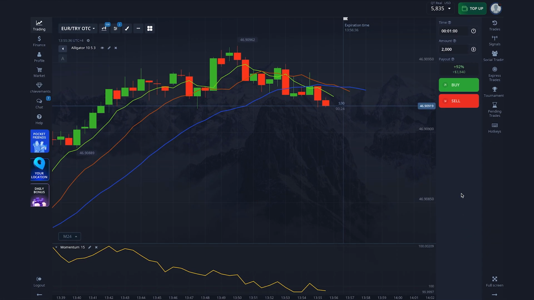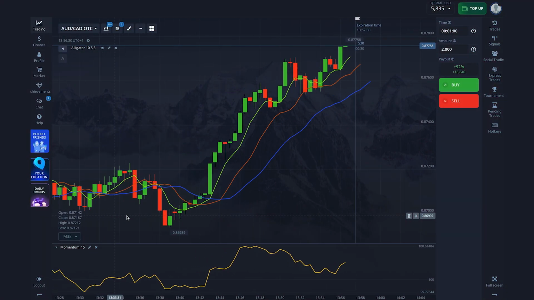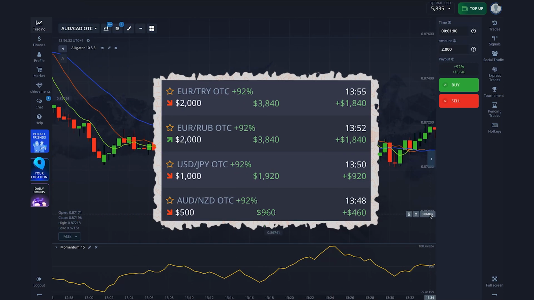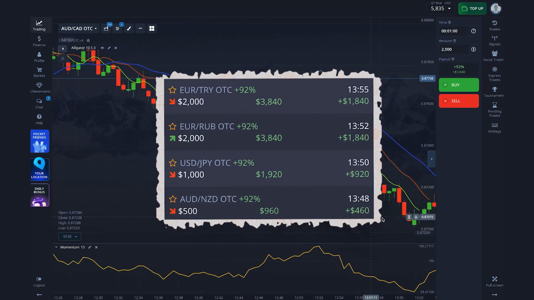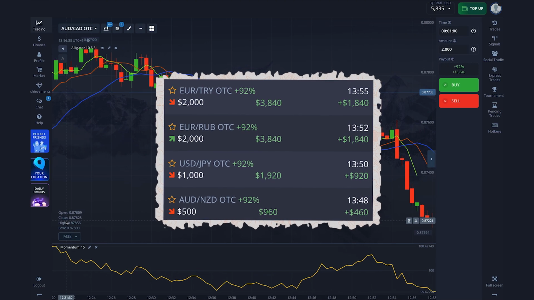$5,835. Let's sum up the results. I managed to increase my balance from $775 to $5,835. The strategy worked very well, and I am happy with the result.